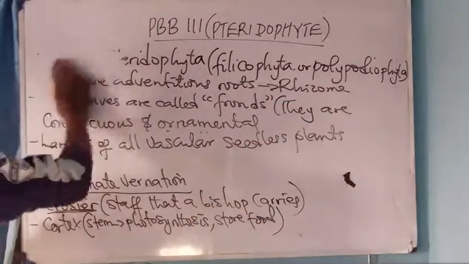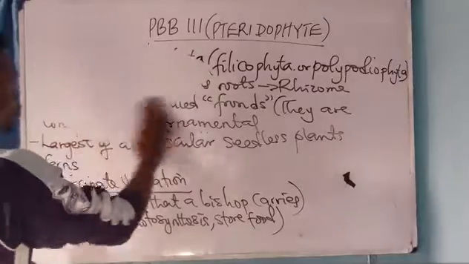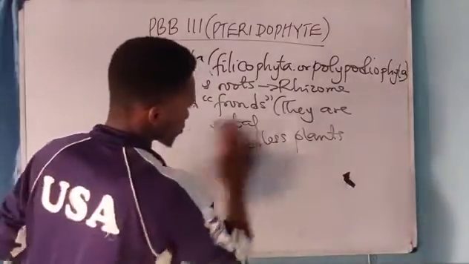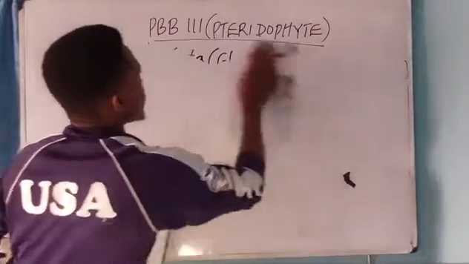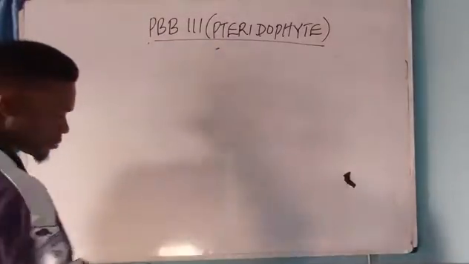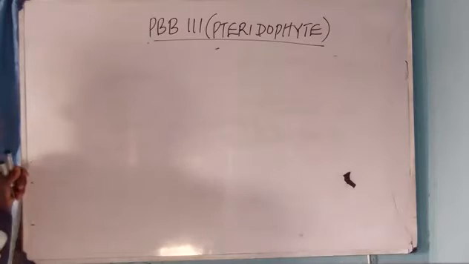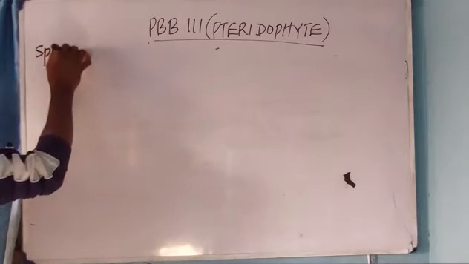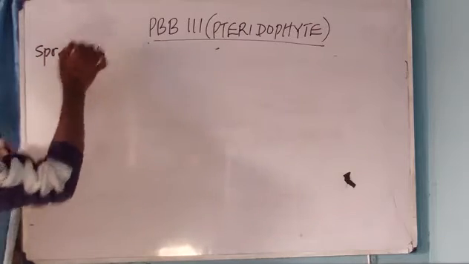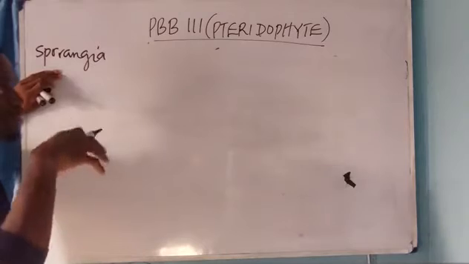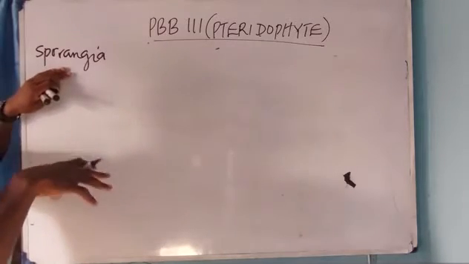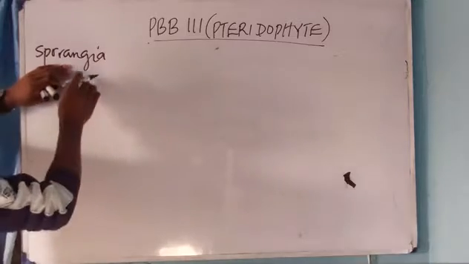Now, what kind of reproduction do they undergo? The gyropteres, what kind of reproduction do they undergo? Now, the sporangia, all right. The major generation here is what? The sporophytic what? Generation.